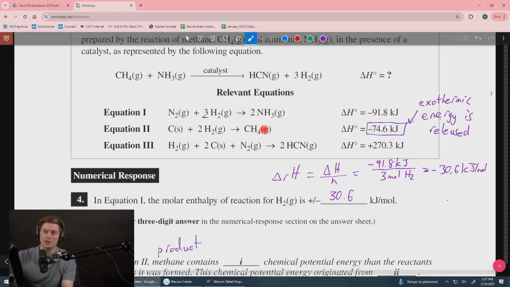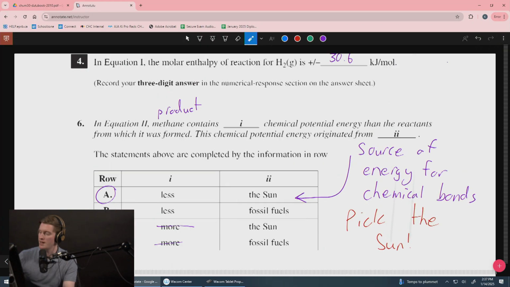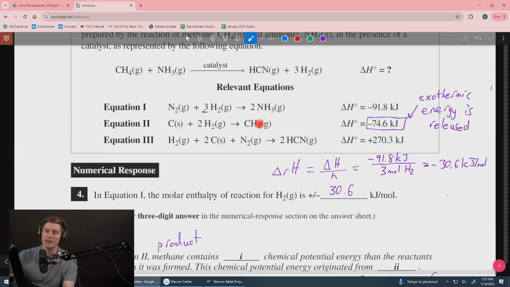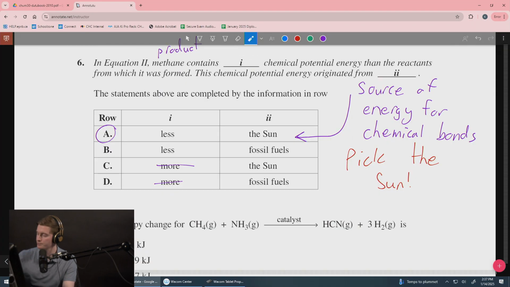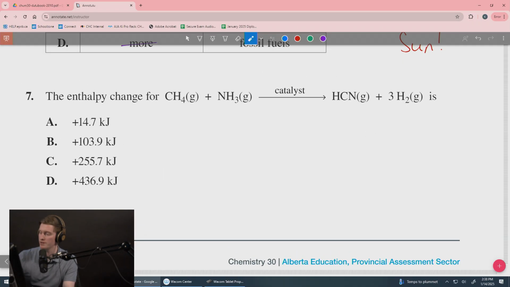The only equation that gives me methane is equation 2. Right now, in equation 2, the methane is on the product side. I want the methane on the reactant side. So I'm going to have to flip this reaction. So I'm going to flip equation 2, which means I'm going to change the sign on the enthalpy change. Because right here I have 1 mole of methane, I want 1 mole of methane. So that's the one I'm going to start with here.